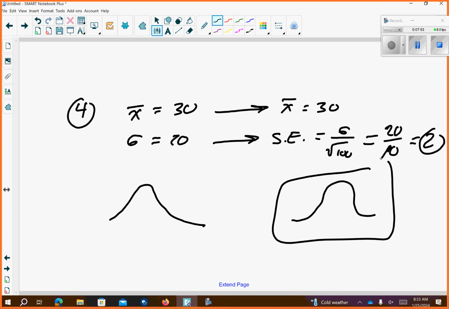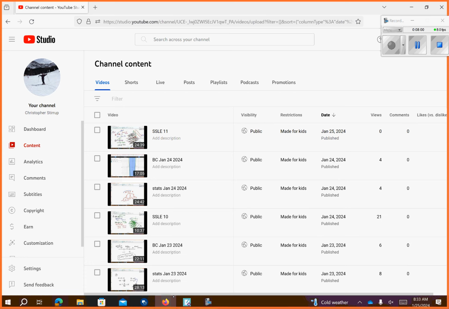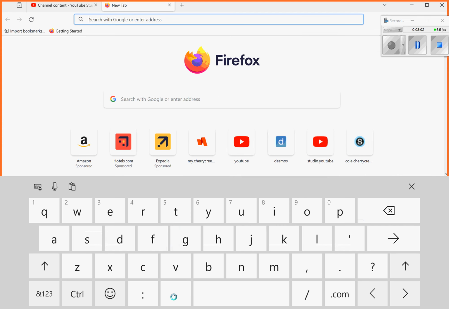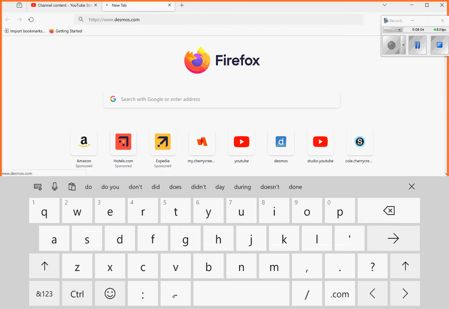And then what's the probability that a sample size of 100 will show a mean between 28 and 32? So there we're going to go to Desmos, not YouTube. But on YouTube, we could find some fun videos, I bet you.